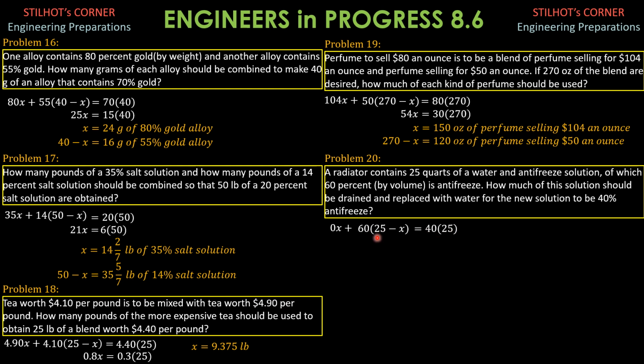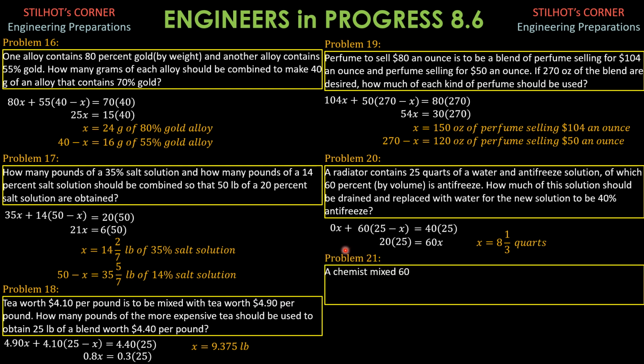So we have 60 times 25 minus 40 times 25. That would be 20 times 25 on the left side, and negative 60x to the right, so it equals 60x. So 20 times 25 equals 60x. So x therefore is 20 over 60, that's 1/3 of 25. Therefore x is 8 and 1/3 quarts. So that's it for that problem.